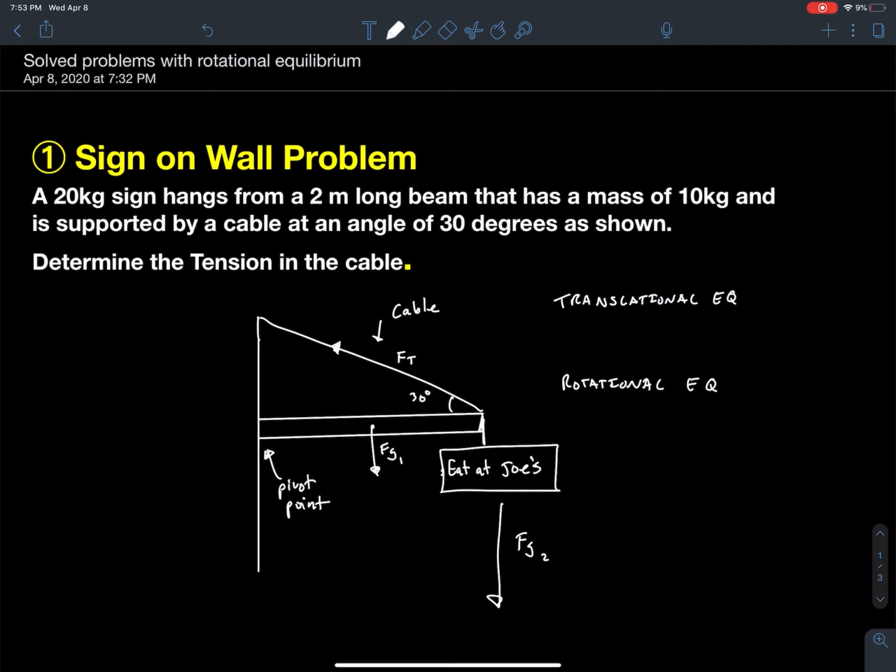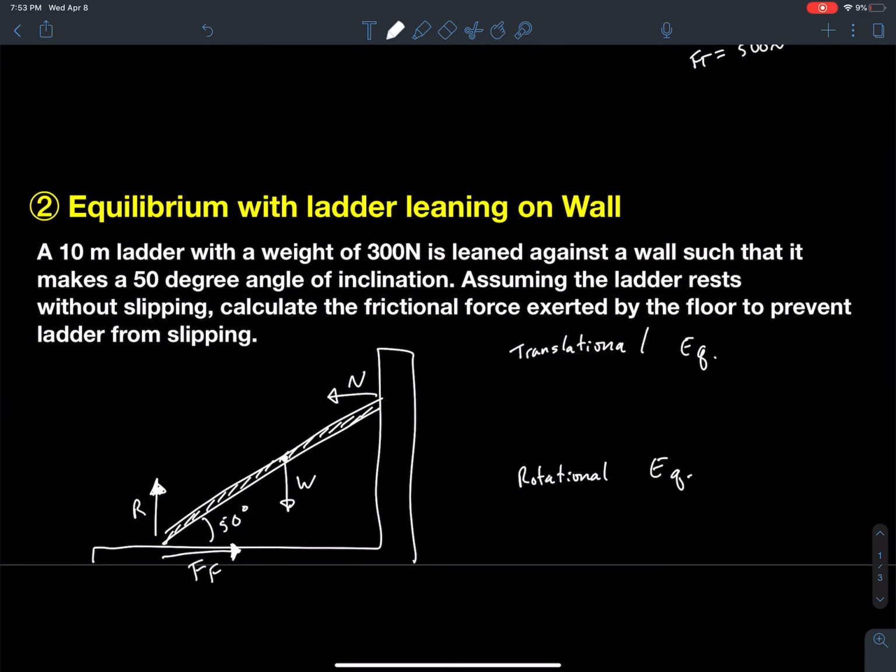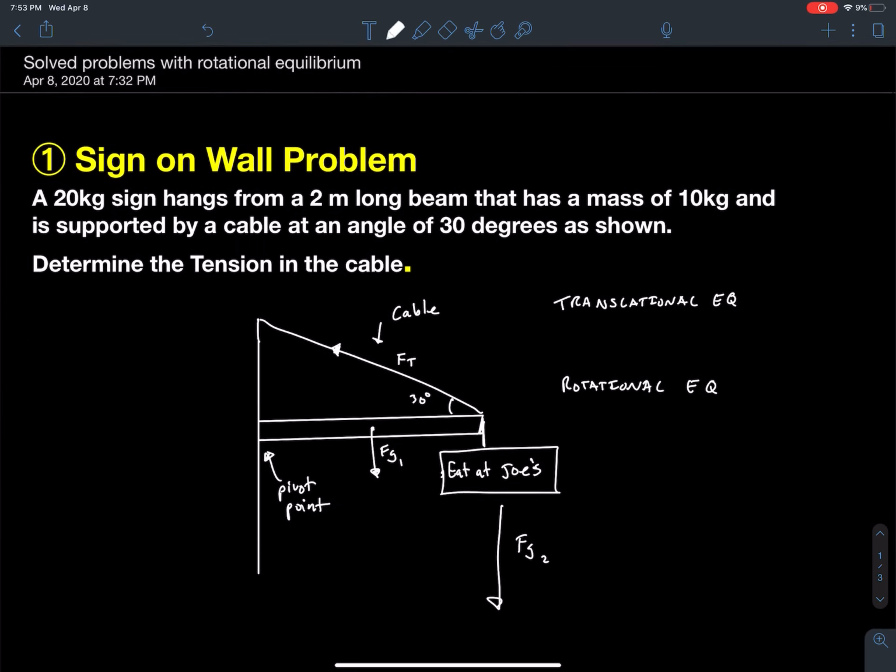Okay, so the first problem that we're going to look at is the sign on the wall problem. And then the next problem we're going to look at is equilibrium with a ladder leaning against the wall, okay? And how would we go about solving or setting up the equations for this problem?